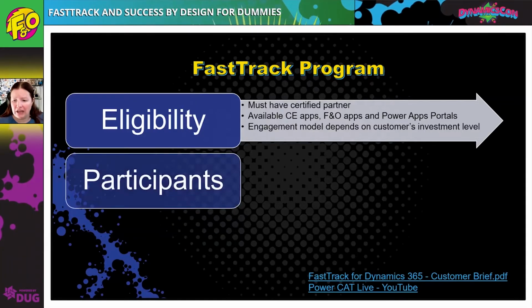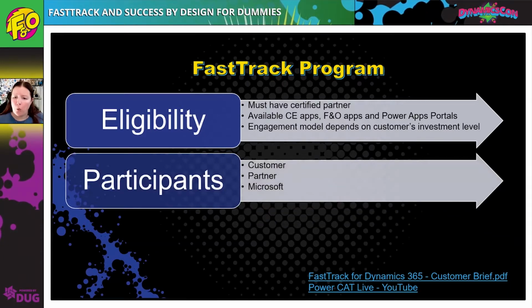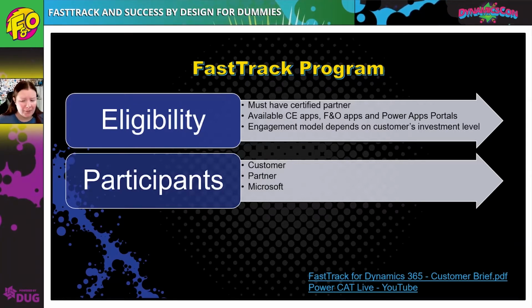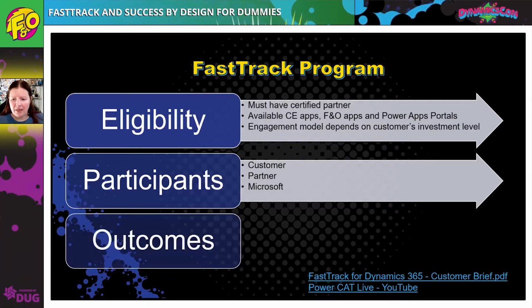This brings us to the point of participants. The FastTrack program requires participation from the customer, partner, and Microsoft. I like to think of it as a partnership between all three parties, where the common goal is to get the customer live on their solution with the least amount of risk as possible and with as much value from the solution as possible. That's a bit of an oversimplification, but hopefully helpful.